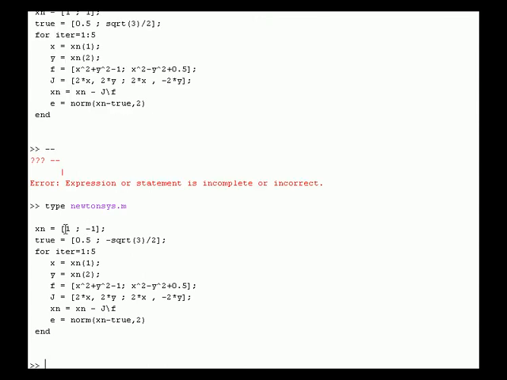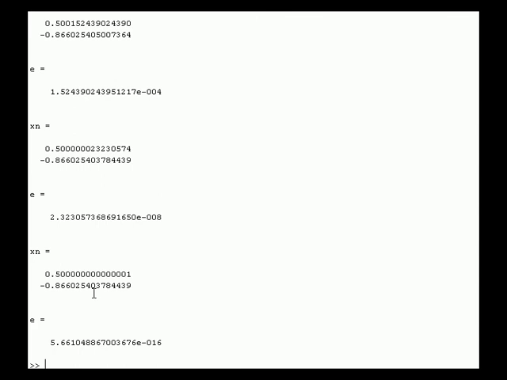So I'm going to start from 1 minus 1, and I suspect that's going to converge to the root at 0.5 minus square root of 3 over 2. So I've changed the true solution to that so we can compare. And let's see. And sure enough, it does converge to the other root in the fourth quadrant.